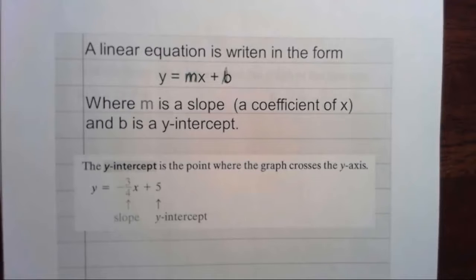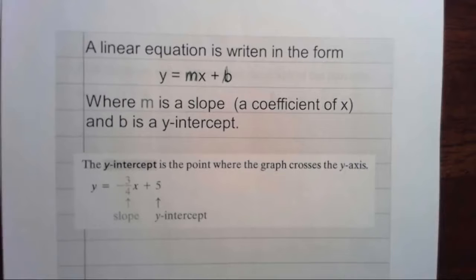We know what the slope is. Now what is the y-intercept? The y-intercept is the point on a graph where the line crosses the y-axis. When you intercept something, you cross it. So you're crossing the y-axis. Now, let's look at this equation right here.